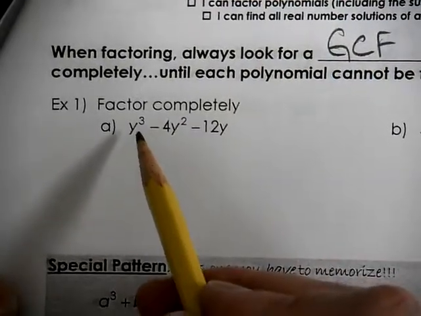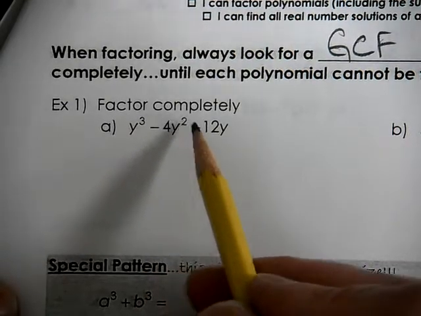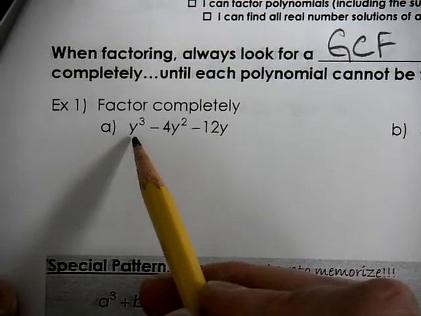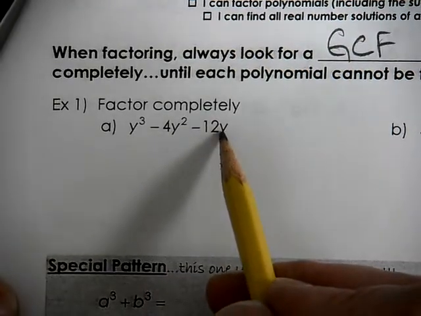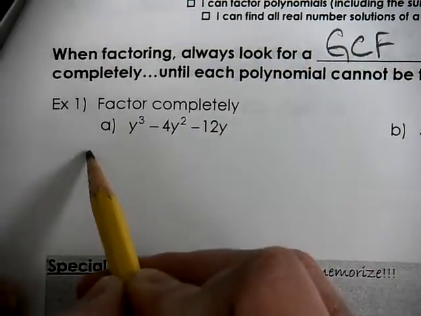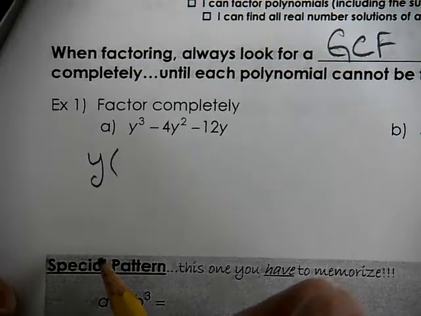And what I notice is that we have a y cubed, a y squared, and a y. We have something in every term. So we're going to pull a y from every one of these terms. We place that y on the outside of the parentheses.